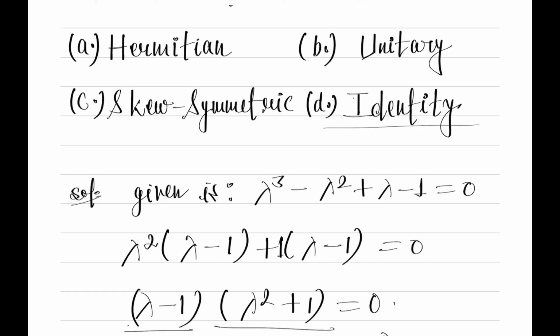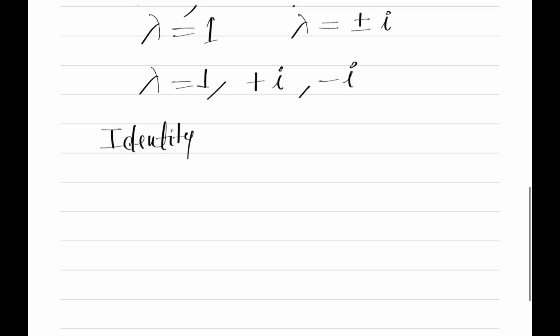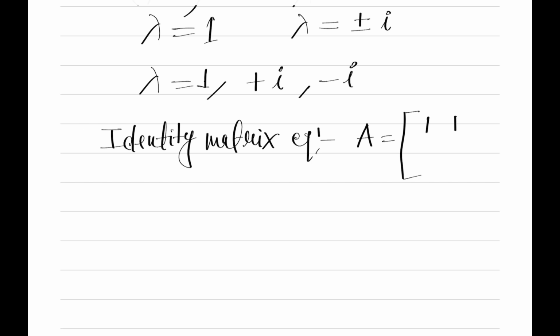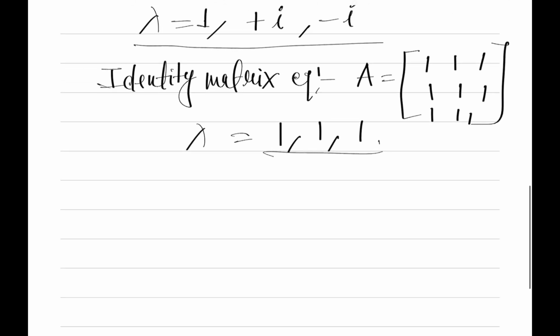First we check the identity matrix. Let us take for example a 3 cross 3 identity matrix. From properties we know lambda is equal to 1, 1 and 1, which means the identity matrix does not contain imaginary lambda values, so the identity matrix is ruled out.